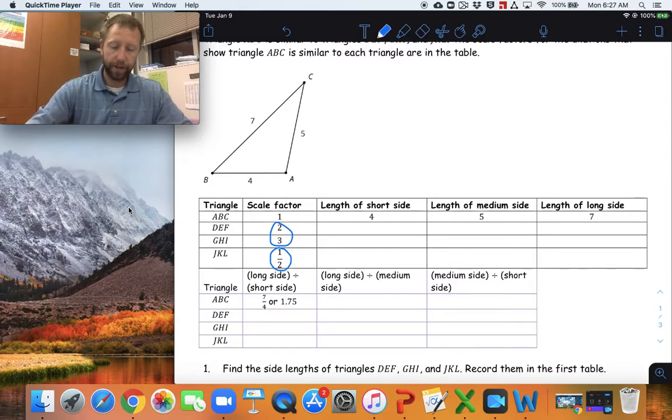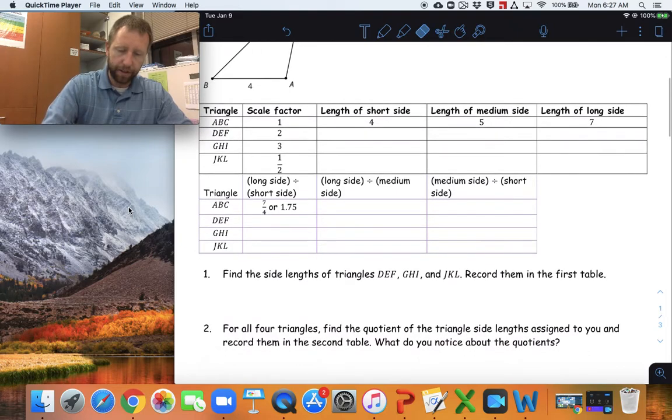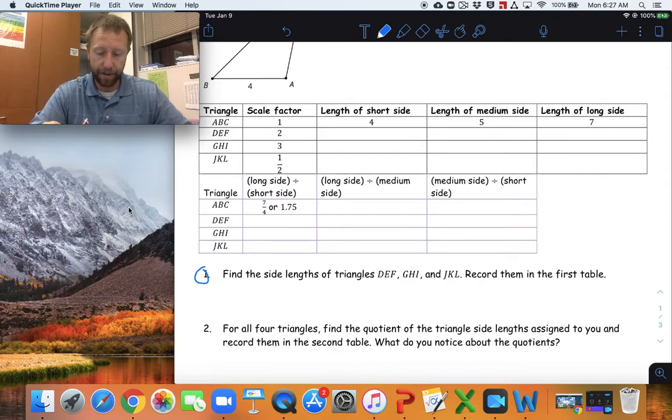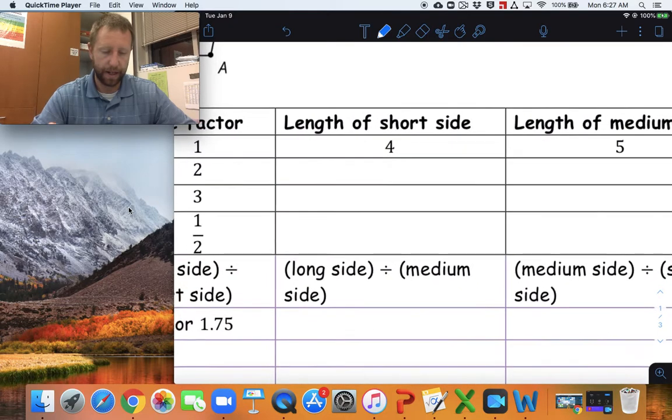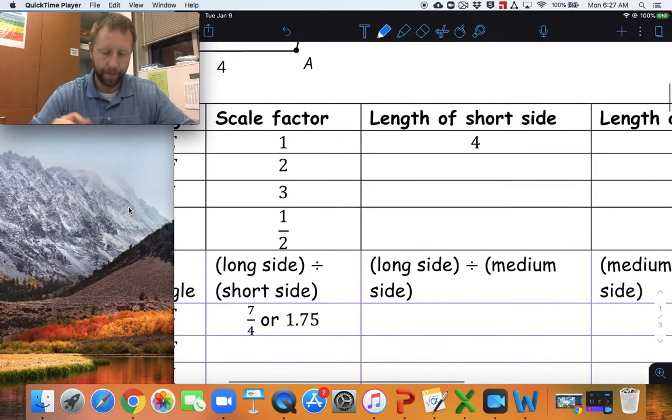Okay, so the first thing they're going to have us do, it says down here in the directions for number 1, find the side lengths of triangles DEF, GHI, and JKL. Record them in the first table. So that's what we're going to do. We're going to multiply each one of these side lengths by the scale factor. I'll zoom in so I can write nice and neat for you.